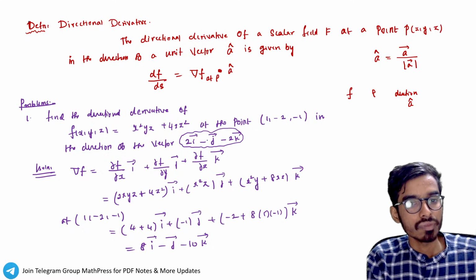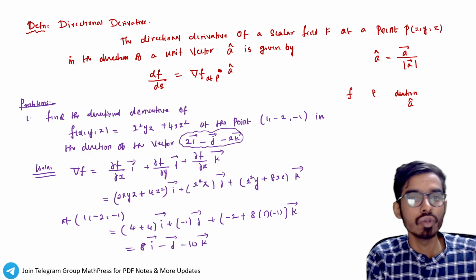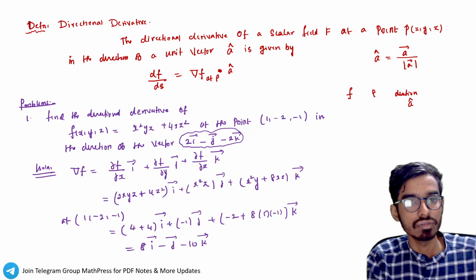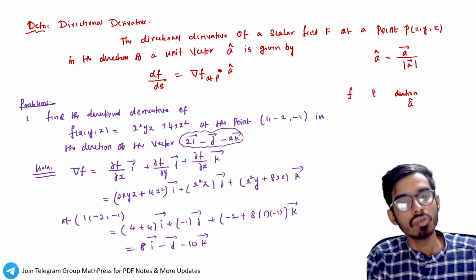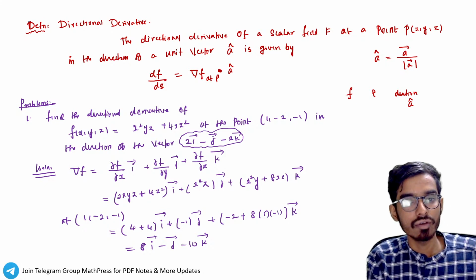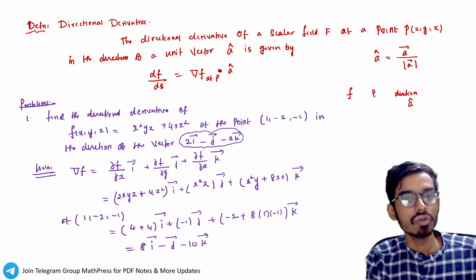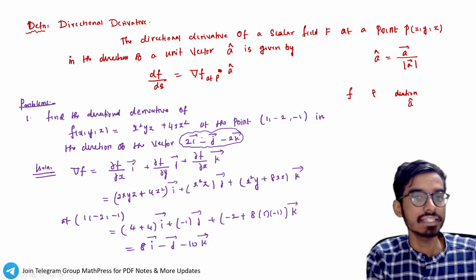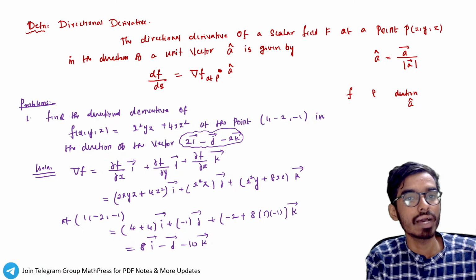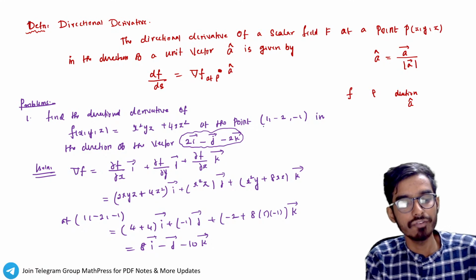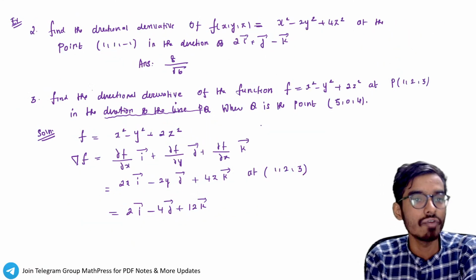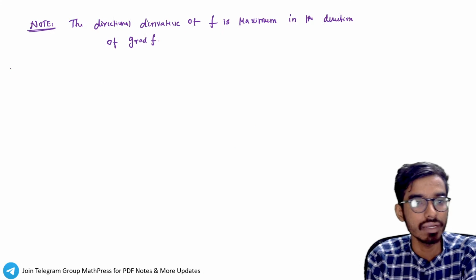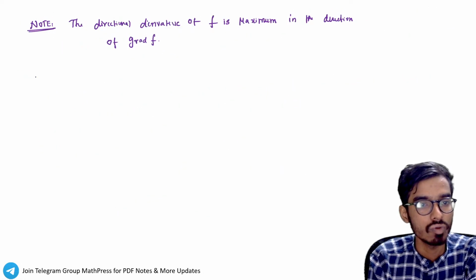So I'll repeat. For different directions you will have different directional derivatives. Directional derivative is a number. Among those, at what direction will you have the maximum value for the directional derivative? The answer is in the direction of grad phi. In the direction of grad phi, we will have the maximum value for the directional derivative. So we move on to the fourth problem.